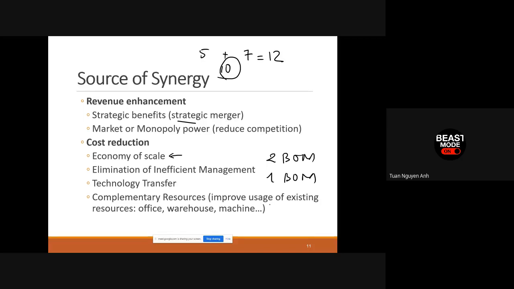This is the example: improve usage of existing resources like office, warehouse, or machine. We do not need to invest more in office. We can have one headquarters, one building for all of the new company, or the warehouse where we can reduce some costs in terms of warehouse. That is the more economy.